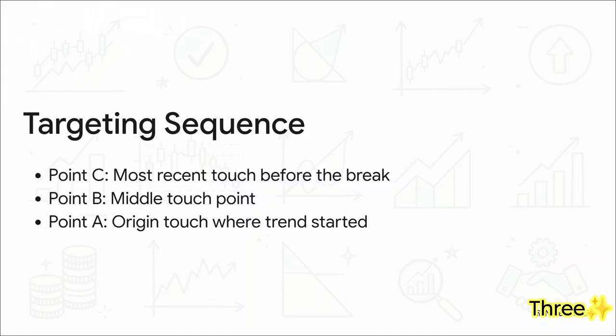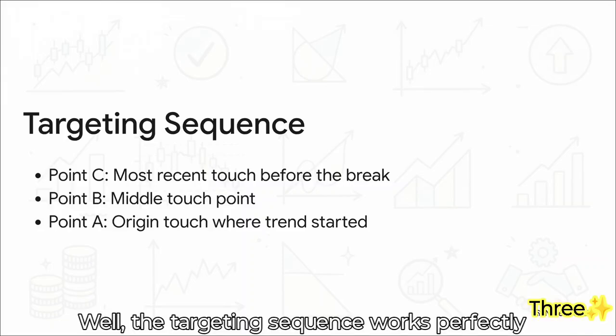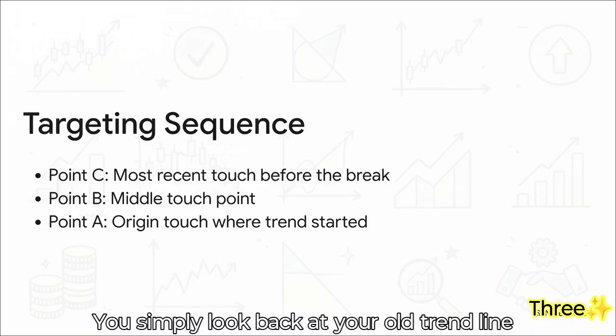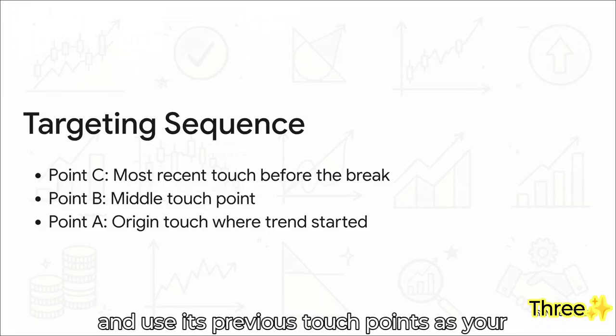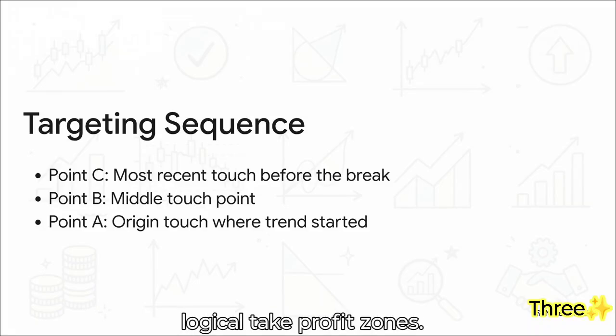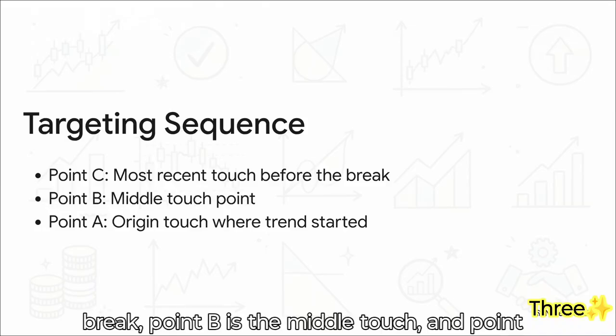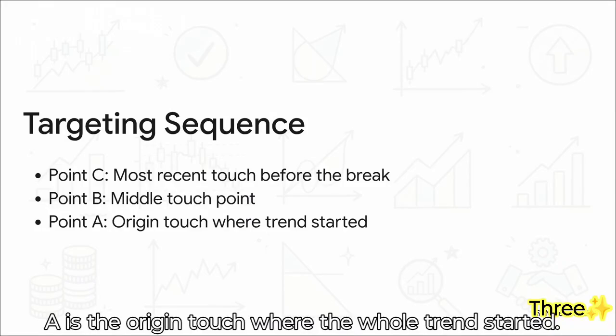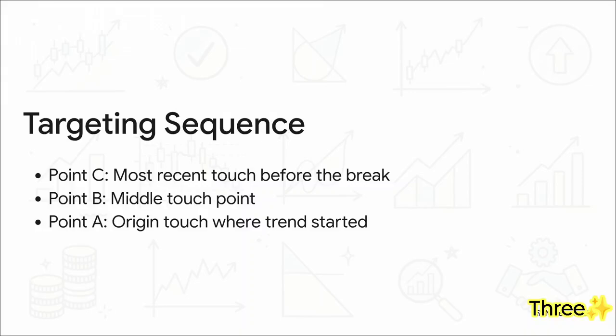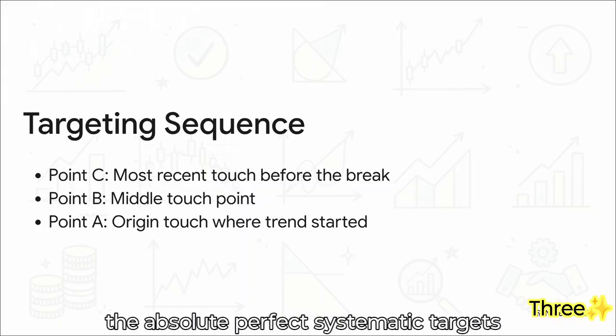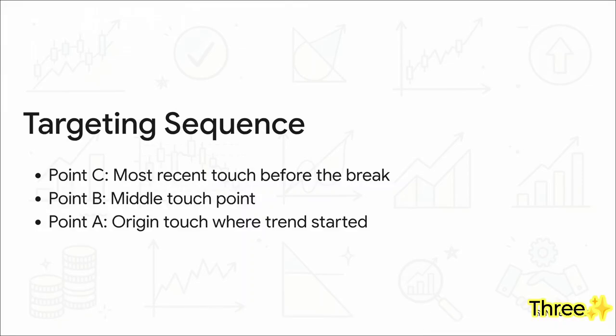Okay, so you're in the breakout trade. Now, where do you actually take your profits? Well, the targeting sequence works perfectly in reverse. You simply look back at your old trend line and use its previous touch points as your logical take profit zones. Point C is the most recent touch before the break, point B is the middle touch, and point A is the origin touch where the whole trend started. The market remembers these levels, making them the absolute perfect systematic targets for your gains.